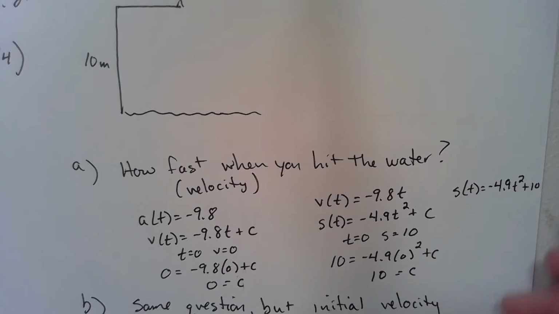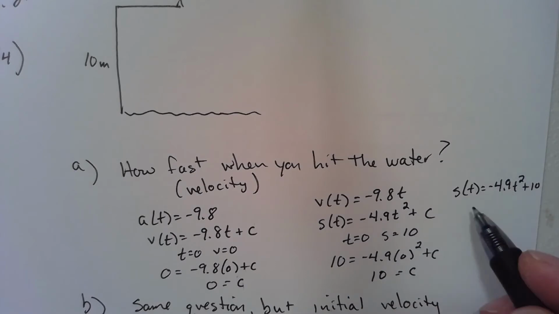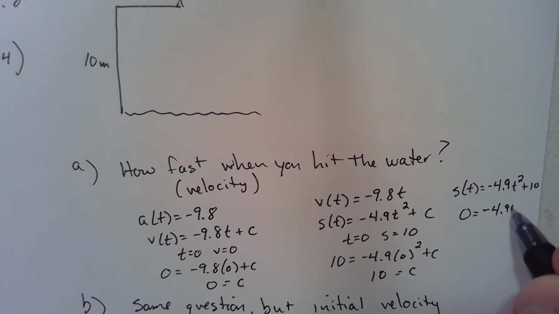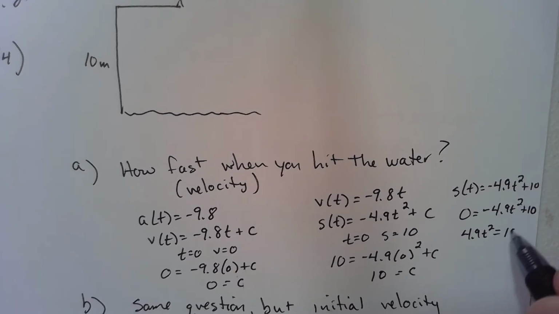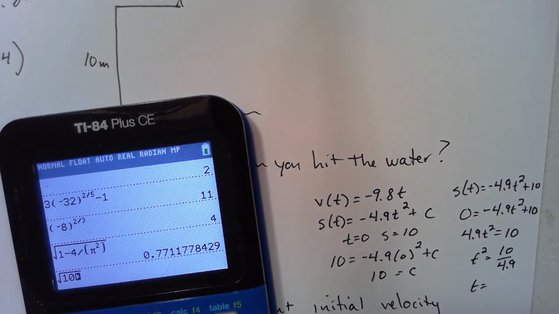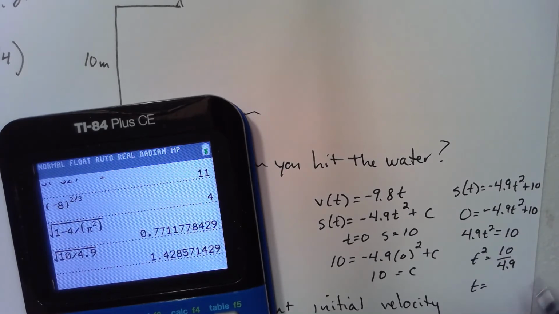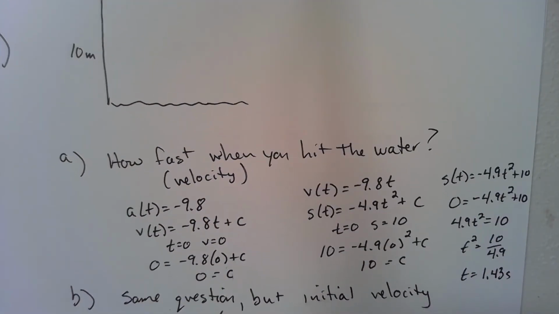Alright, so now we want to know when is it 10. So we have our position, when is it 0? So our position is 0. And we can solve for t, and that'll tell us when we hit the water. So square root of 10 divided by 4.9 gives me approximately 1.43 seconds, plus or minus, but we're only interested in the positive time.